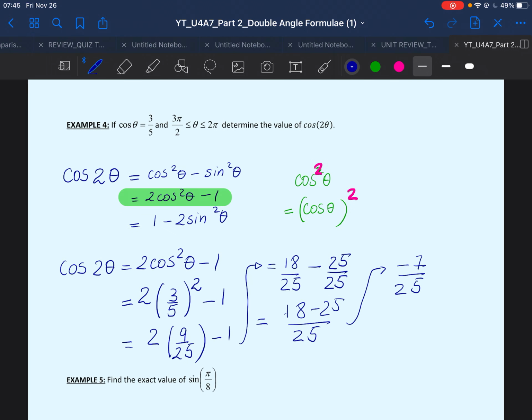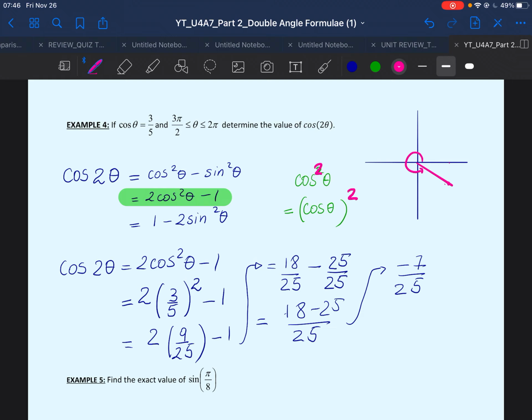Now, I'm happy with my solution, but I want to make sure that this is the right answer. So how do I check my right answer? For this, what I'm going to do is draw the angle theta first. So angle theta, remember, is in the quadrant between 3 pi over 2 and 2 pi, so it's in quadrant 4. So in quadrant 4, we have the value of x in here equal to 3. So it seems that if we were to draw the angle theta, it would be somewhere here.